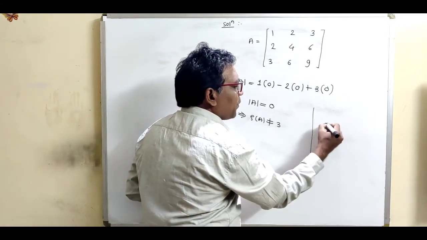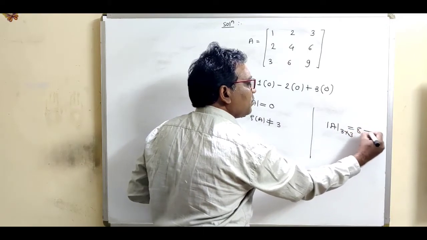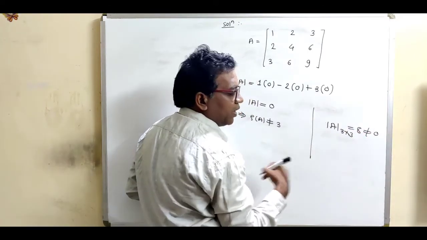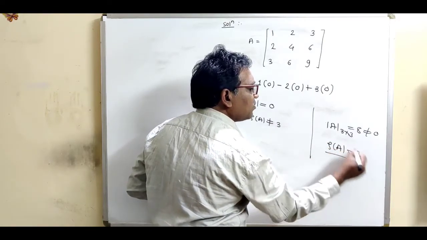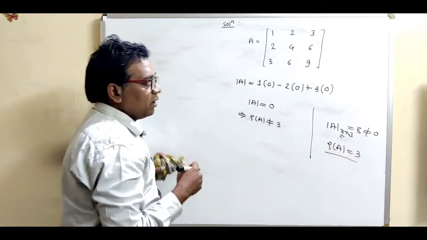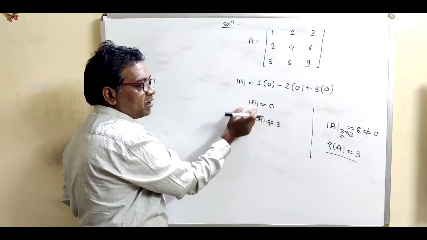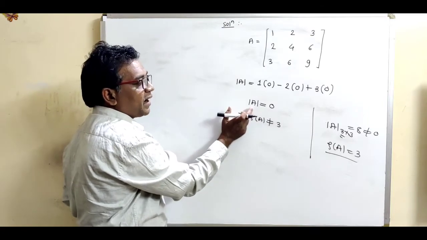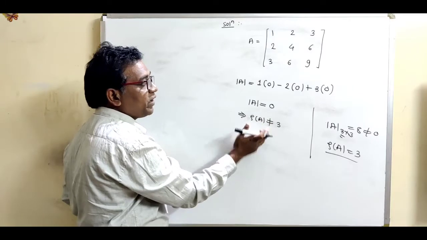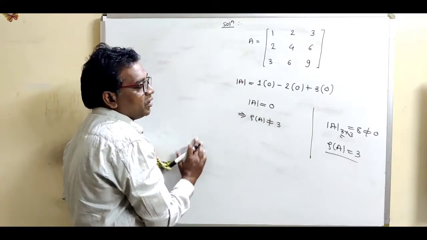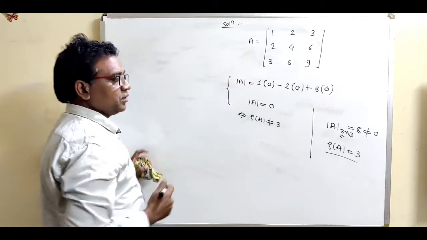On the other hand, suppose the determinant of order 3 by 3 is some non-zero number. If the determinant is non-zero, then we can write the rank of the matrix is equal to 3. But for this matrix we have found the determinant of A is 0. If the determinant is 0, that means rank of A is not equal to 3. So from the 3 by 3 matrix, let us find out the determinant of order 2.